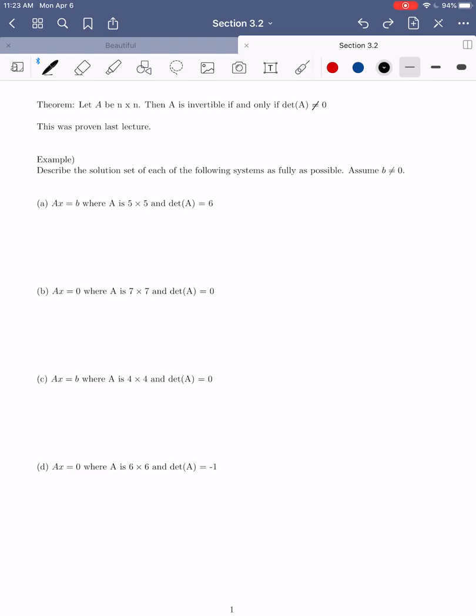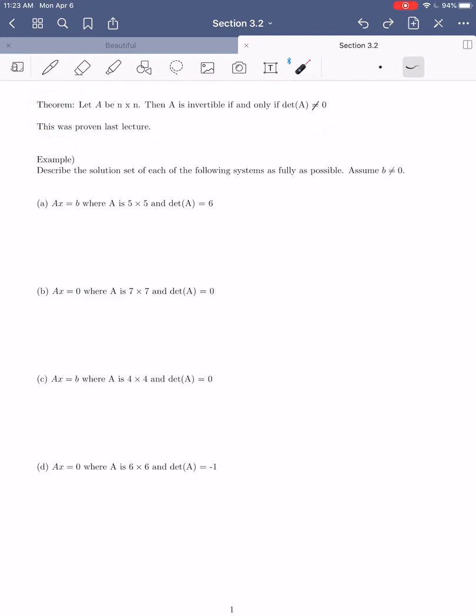In today's video, we're going to be finishing up section 3.2 from your textbook and discussing some last few properties of the determinant. Before we get into those properties though, we're going to quickly go back over one of the theorems that we discussed from the last lecture, which was the theorem that sort of tied together invertibility of a matrix and the determinant of a matrix. So that theorem is stated right here.